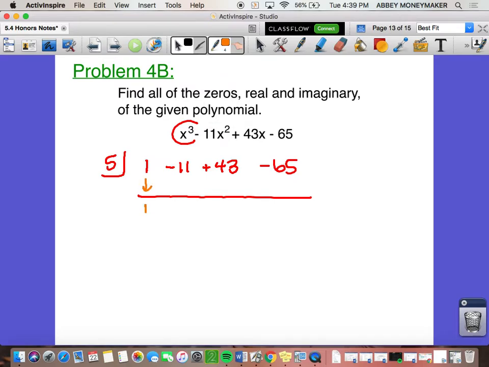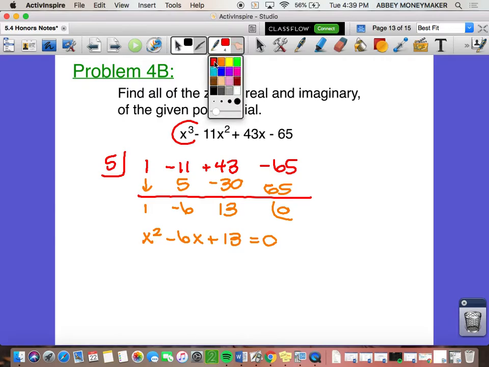So we bring the 1 straight down. 1 times 5 is 5. That gives me negative 6. That gives me negative 30. That gives me 13. That gives me positive 65. That gives me 0. So I'm going to use x squared minus 6x plus 13 is equal to 0. And I'm going to use the quadratic formula.